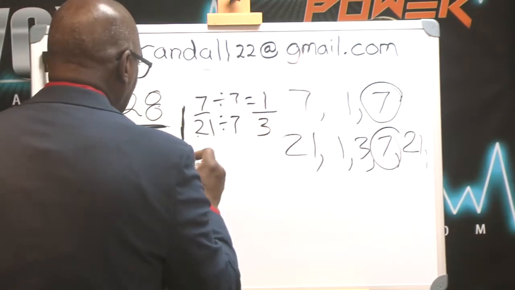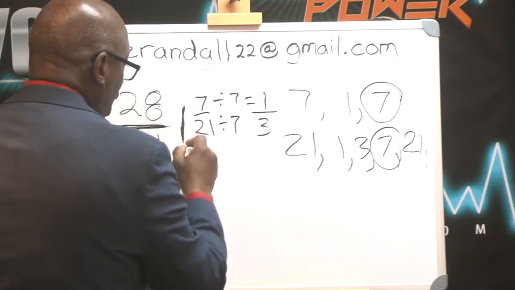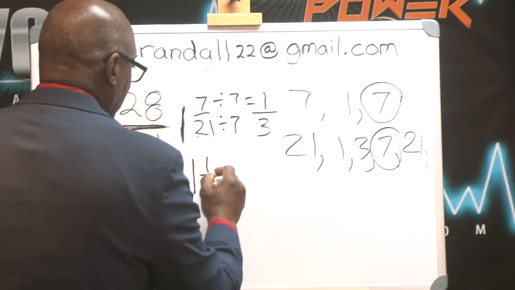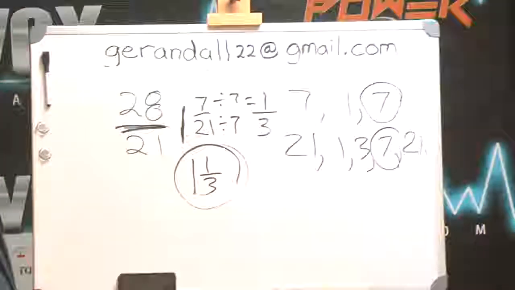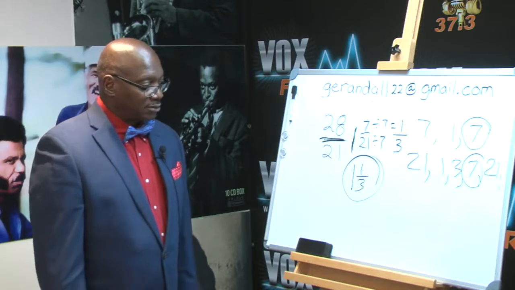And now we rewrite 1 and 7 over 21 as 1 and 1/3. And when you hand that in, it's correct. Okay? It's correct.